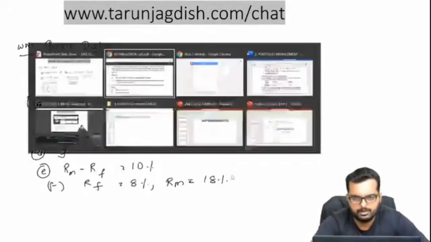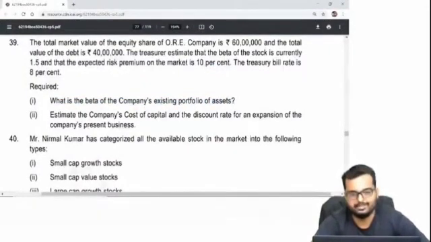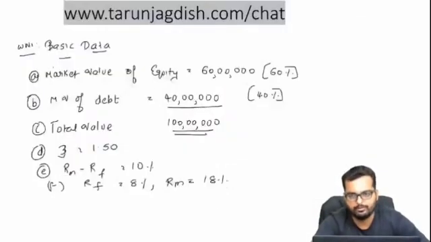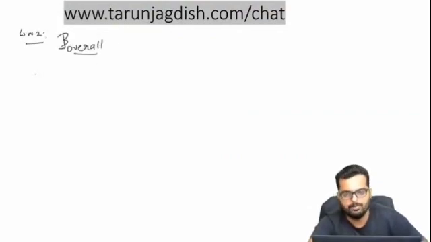Alright friends, have you put up till here in your books? Now let's read the question. What is the beta of the company's existing portfolio of assets? Friends, what they have done is they have only given the beta as 1.5. That is actually beta equity. I will give a heading called beta overall.